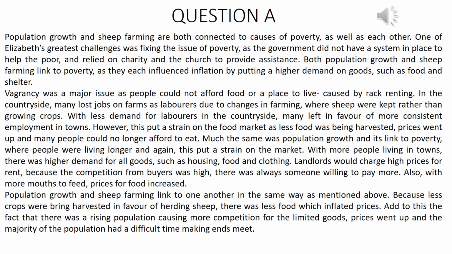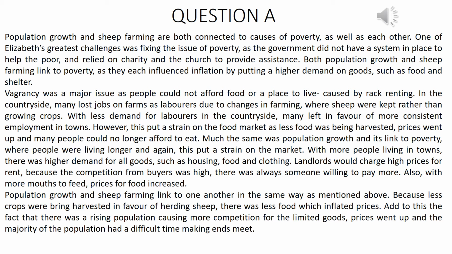Population growth and sheep farming are both connected to causes of poverty, as well as each other. One of Elizabeth's greatest challenges was fixing the issue of poverty, as the government did not have a system in place to help the poor, and relied on charity and the church to provide assistance. Both population growth and sheep farming link to poverty, as they each influenced inflation by putting a higher demand on goods, such as food and shelter.